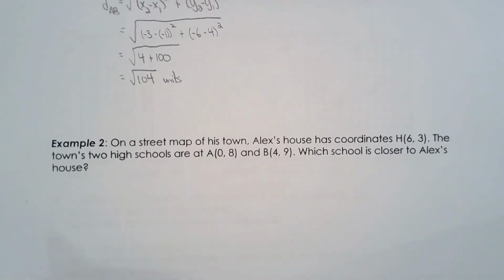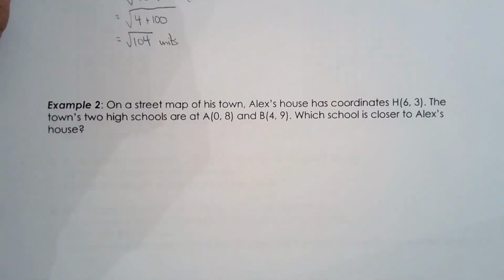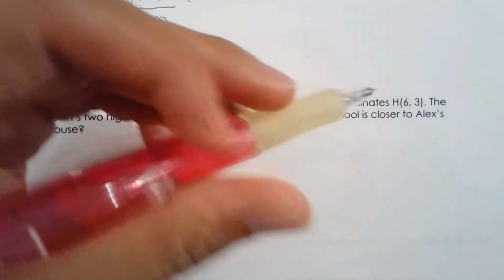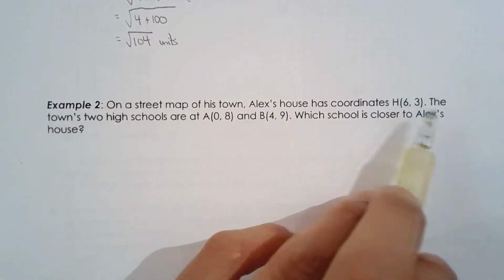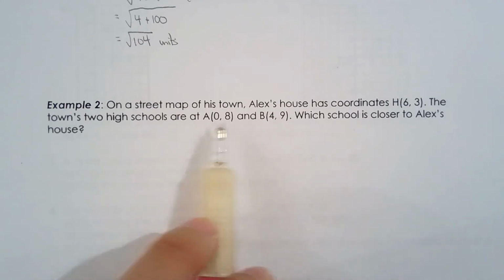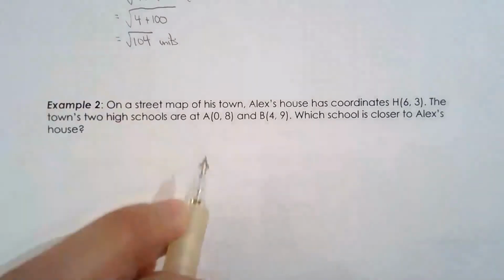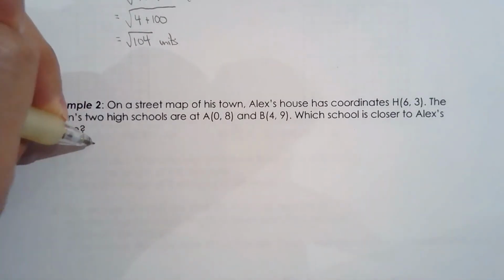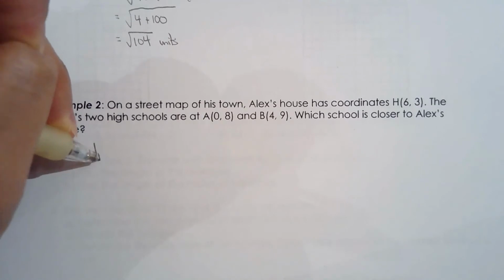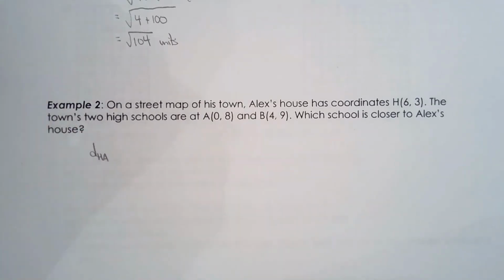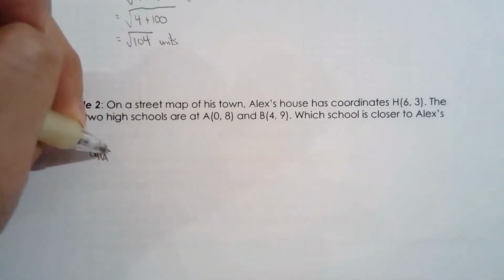All right. On a street map of his town, Alex's house has coordinates of 6, 3, and he has 2 high schools, one at A and one at B. Which school is closer to Alex's house? So what we're going to do is basically this calculation 2 times. We're going to find the distance from Alex's house to high school A.